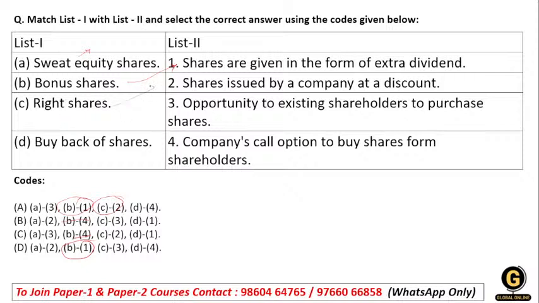Then the opportunity to existing shareholders to purchase the share. So this is the opportunity given to existing shareholders to purchase the shares. So this is your sweat equity share. So you can easily mark this question, that your option number D will be right: A is with the second, discount, then B is with one, and C is with the third one, because the third one, the right share, is the opportunity to existing shareholders to purchase shares, and the buyback, you know, is the company's option to buy the share from the shareholder.